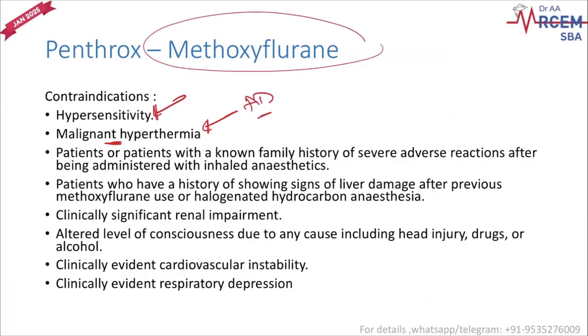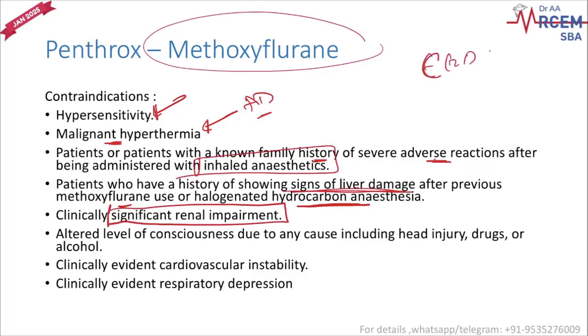If there is a family history of adverse reaction to any inhaled anesthetic drug, you shouldn't use it. If there is a history of signs of liver damage from previous methoxyflurane usage or any previous inhaled anesthetic, you shouldn't use it. Significant renal impairment is not CKD grade 1 or grade 2; we are talking about grade 3 or 4. Anything greater than or equal to grade 3 CKD is significant renal impairment. Otherwise, it is not a contraindication. Someone with mild kidney injury, you can still use it.